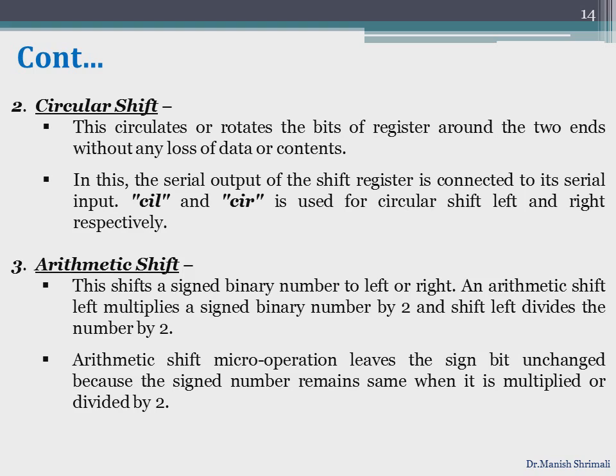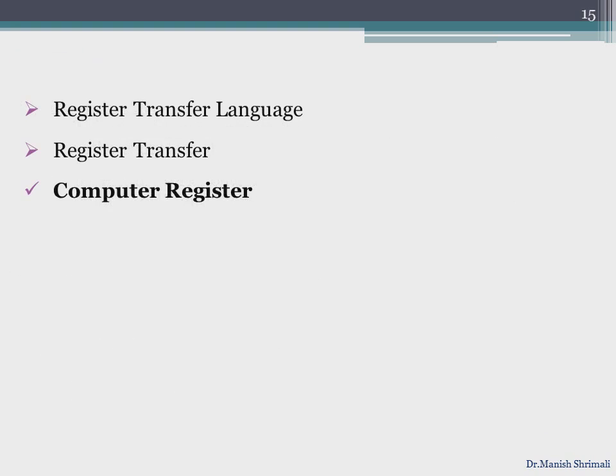Then let us take arithmetical shift. This shifts a signed binary number to left or right. An arithmetical shift left multiplies a signed binary number by 2, and shift right divides the number by 2. Arithmetical shift micro operations leave the sign bit unchanged because the signed number remains the same when it is multiplied or divided by 2.